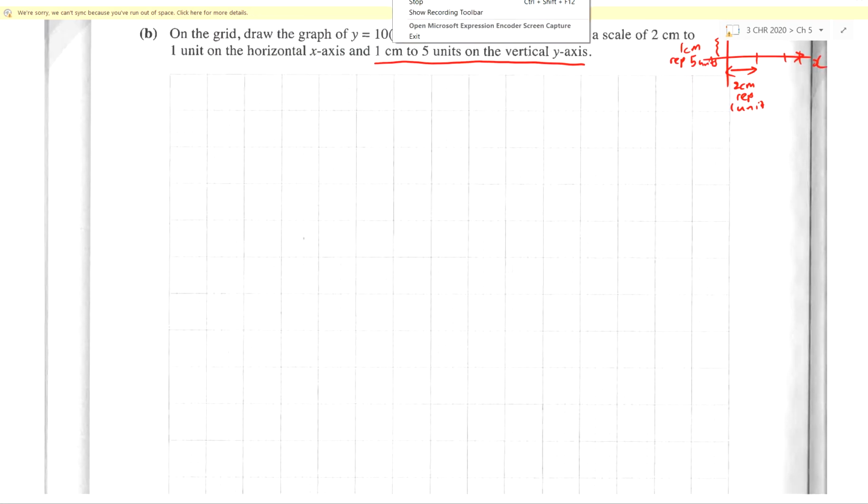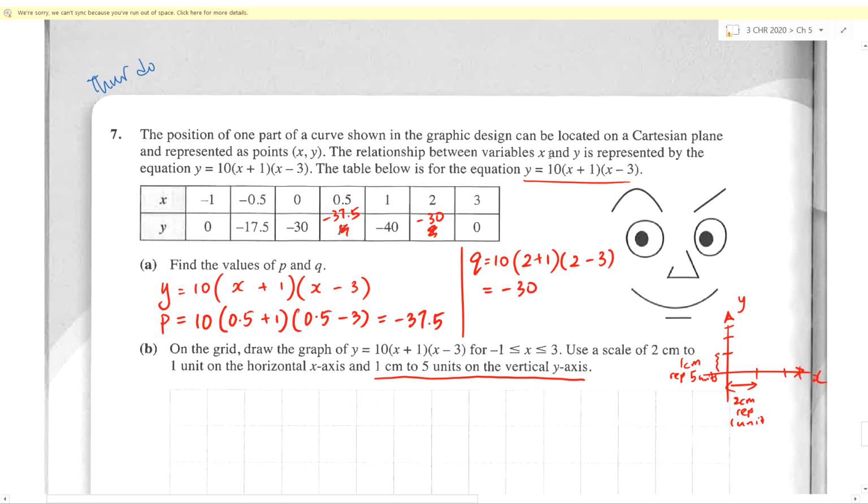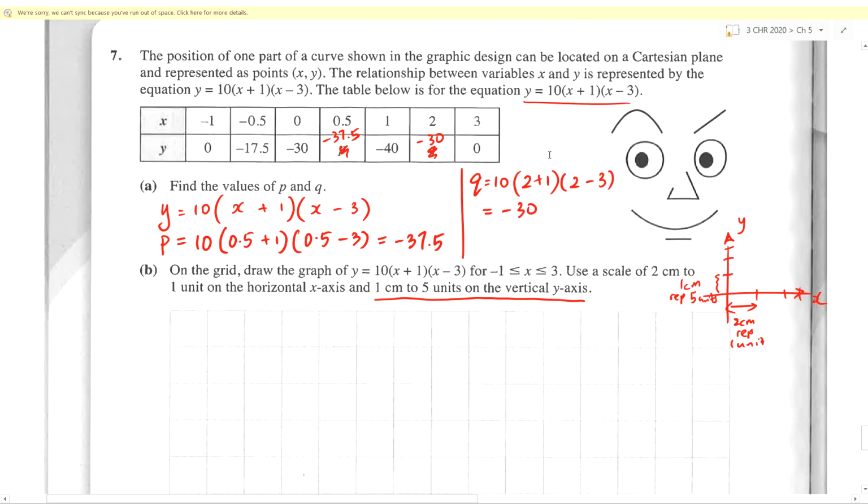So in the space below, draw your graph. Before we draw it, let's take a closer look at our x and y values. Okay, so x is from negative 1 to 3, but our y values, most of them, are negative numbers. Within the range of negative 1 to 3, our y values are all negative, except for at x equals negative 1 and 3. So that tells us that our graph largely will lie below the x-axis.